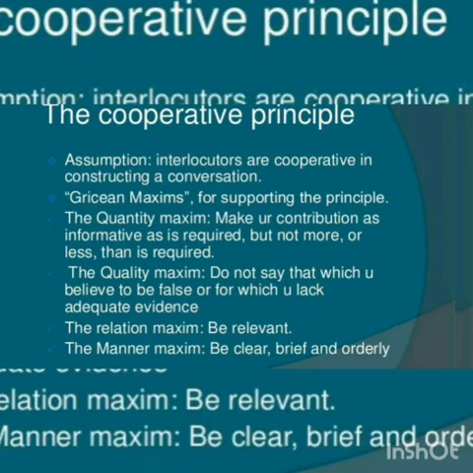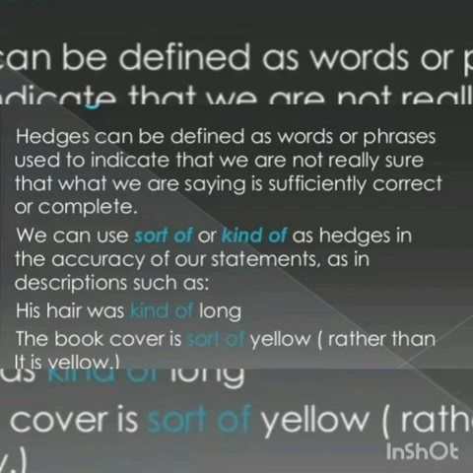The cooperative principle: the assumption is that interlocutors are cooperative in constructing a conversation. If I explain in an easier way, in interaction there should be the role of both speaker and listener or audience. They should cooperate to produce and proceed the interaction. So their speech should be clear, brief, and in order to make their sentences understandable to their peer and continue the conversation.